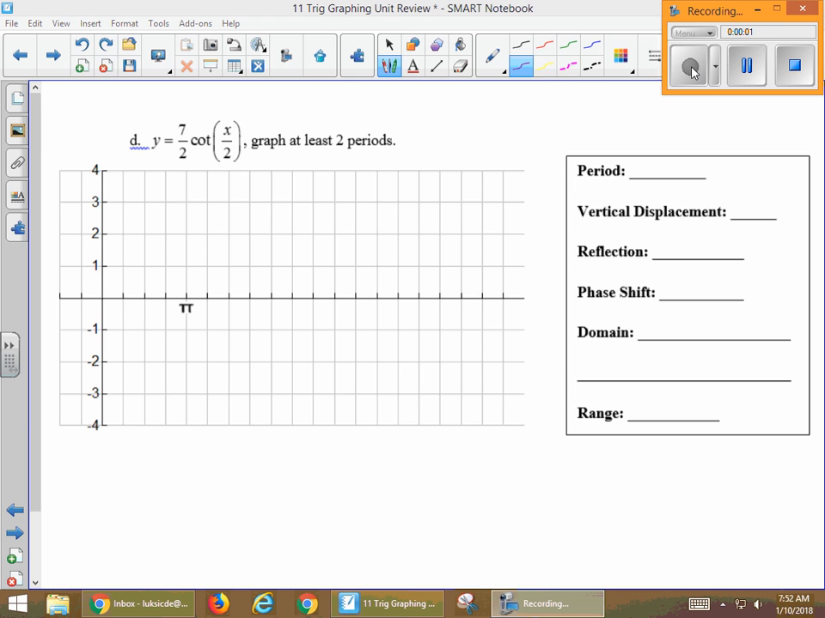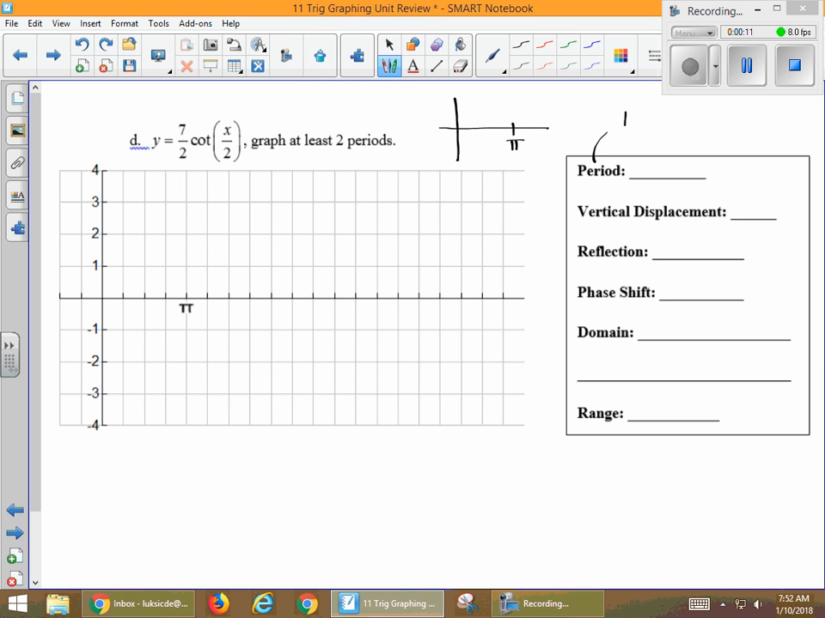Great, our last graph here on the review is cotangent. Cotangent is kind of tricky just because it's not one that we graph a lot. Again, the period of cotangent is pi, so I'm going to go ahead and make a note of that, just like I did with the tangent graph, so I don't get in the middle of it and make a mistake. The other thing is cotangent has asymptotes where tangent has points.